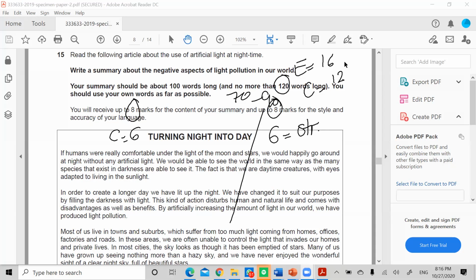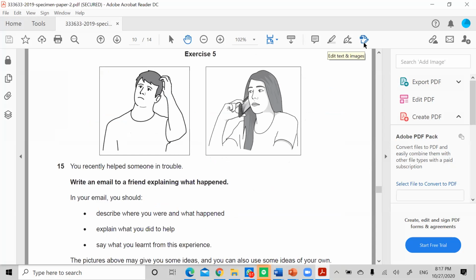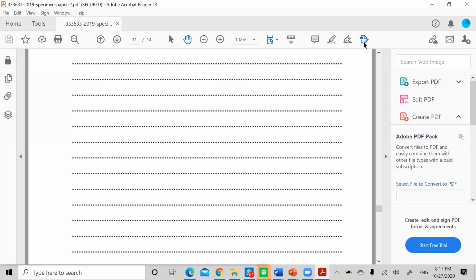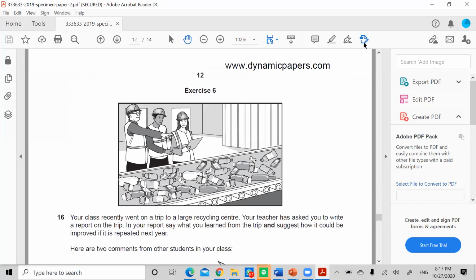Still, exercise number 5, we are going to go through it. Exercise number 5 is another writing exercise, but it is the informal writing. So you have to know what the difference is between formal and informal writing and what types of informal writing we have. And then the last exercise is exercise 6, which is the formal writing.